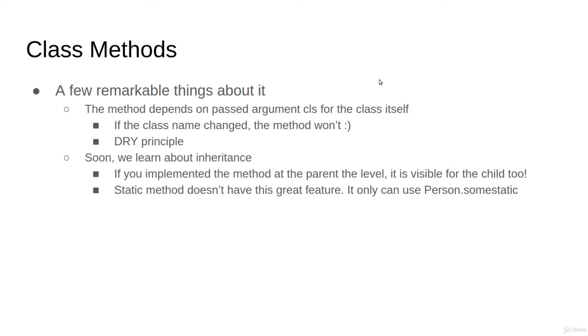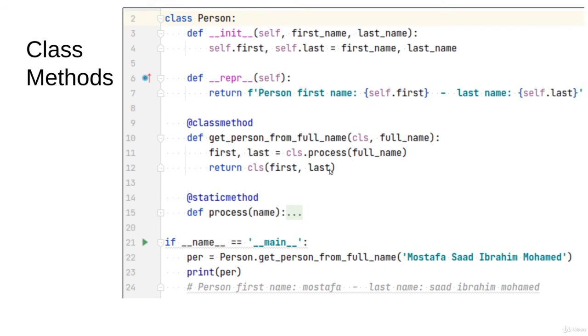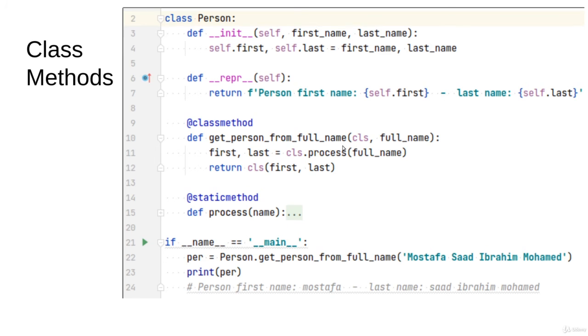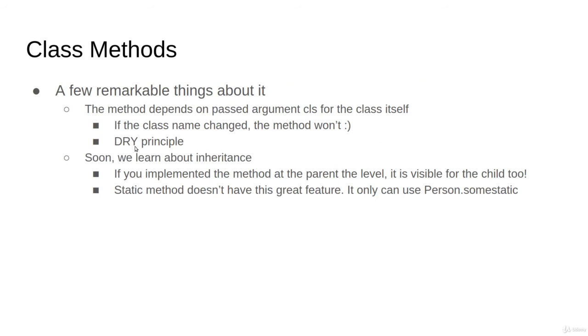A few remarkable things about the class methods. The method depends on the argument cls for the class itself. One good thing here is if the class name is changed for any reason, the method doesn't change. So going back to here, let's say that you change at any point of time the word person to big person, for example. This method will not be changed because it depends on the class that will be passed automatically. Observe here when we call person.getPerson, we only pass the full name. The class will be passed automatically. So this is one good thing about it. And this is an application of the DRY principle, don't repeat yourself.